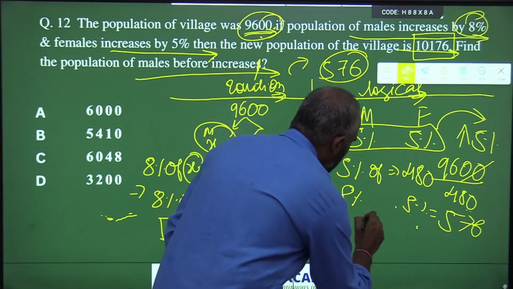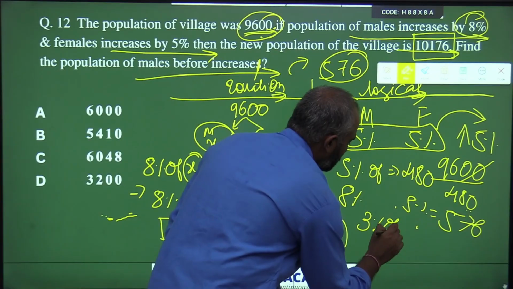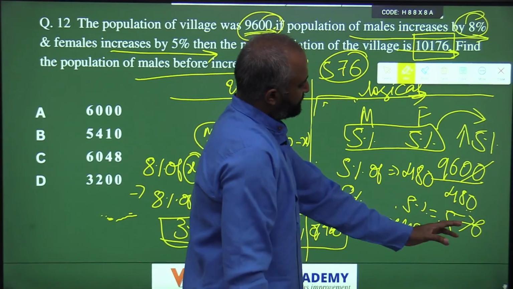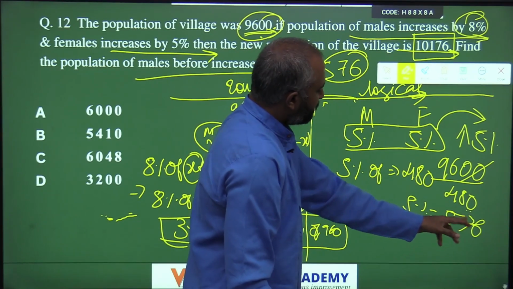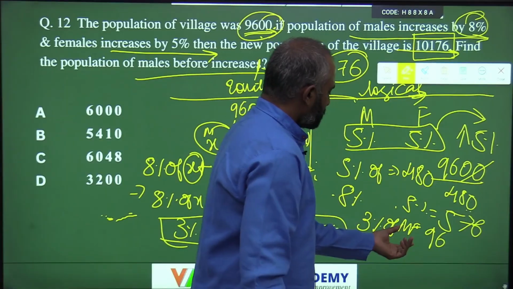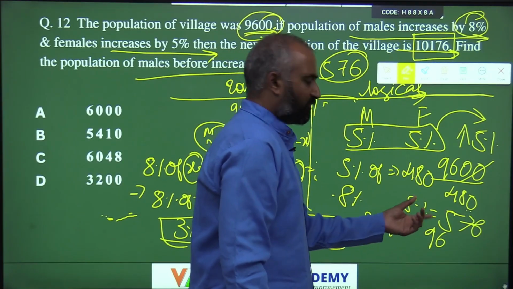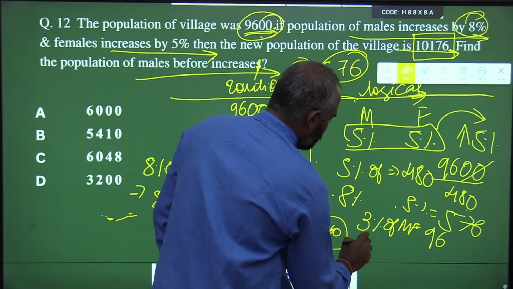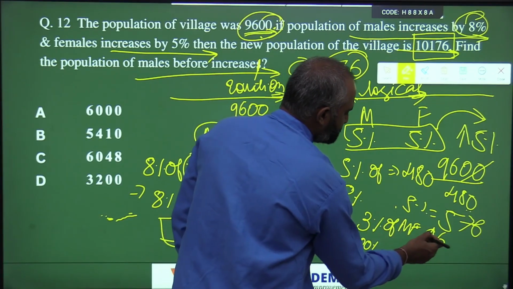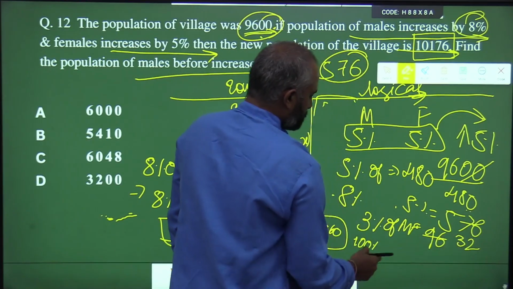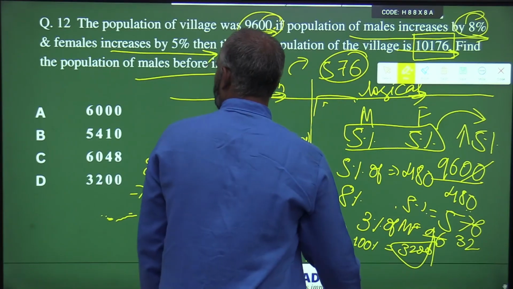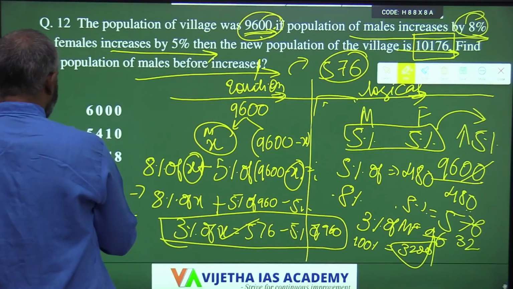So 3% of the males has caused an increase of how much? 480 to 576. The difference is 96. So 3% of males is 96. So 1% is 32, right? So 100% is 3,200. Okay, so the answer is B, 3,200.